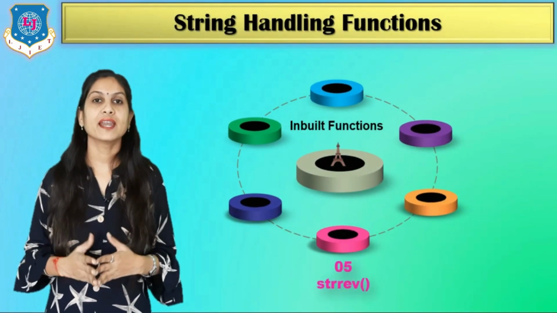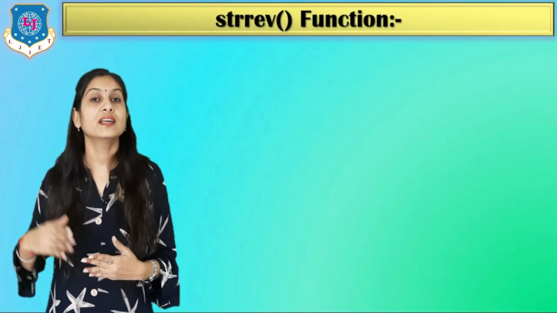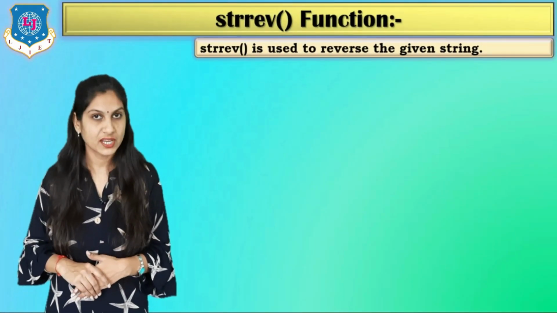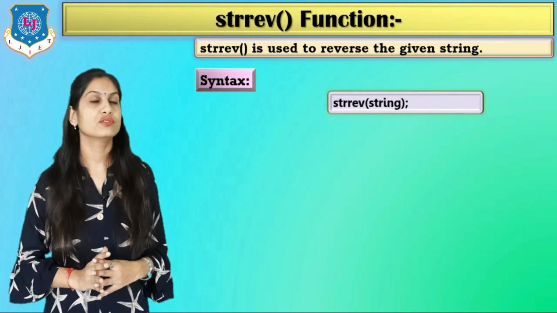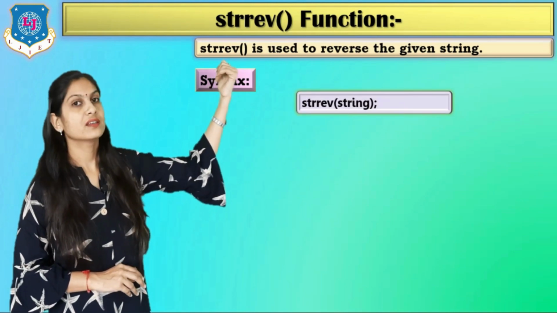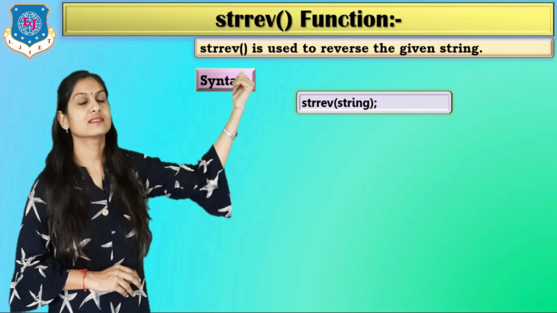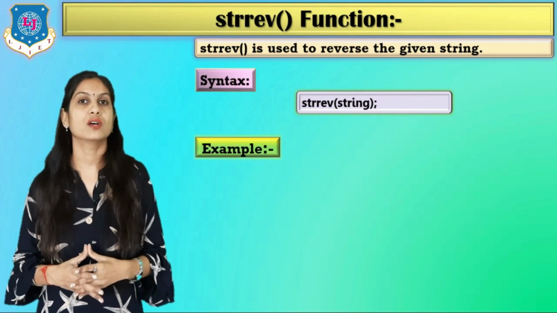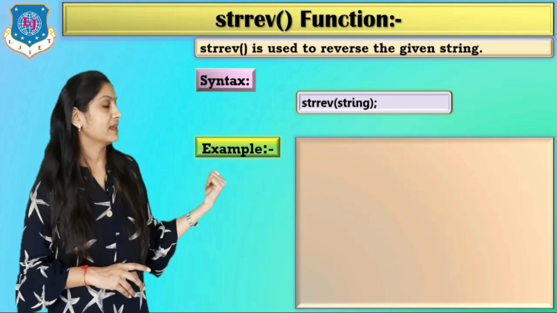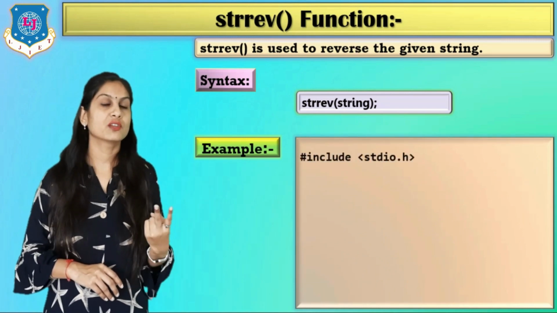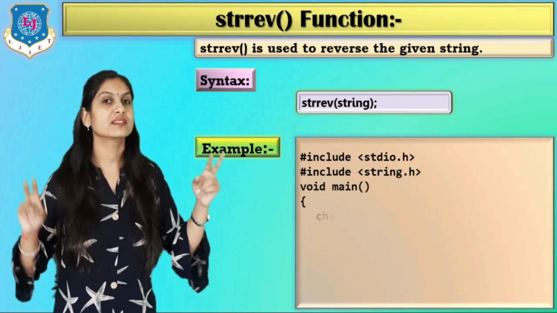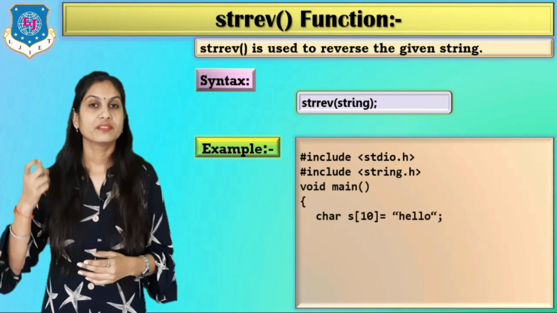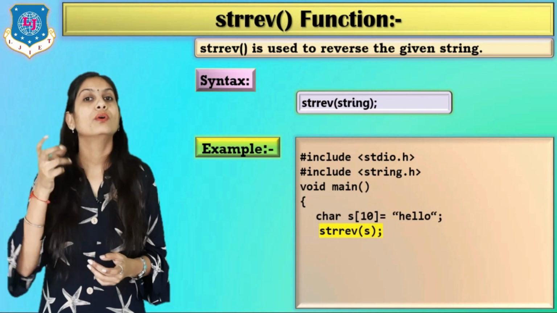strrev. As per the name, it is used to find the reverse of a given string. Only the one string we have to give into the syntax. So for that choose the syntax like strrev and inside bracket we have to write string name. Example is same, only one string we are required. So first write the character s of 10 equals in a double inverted hello. That value we are now reverse.